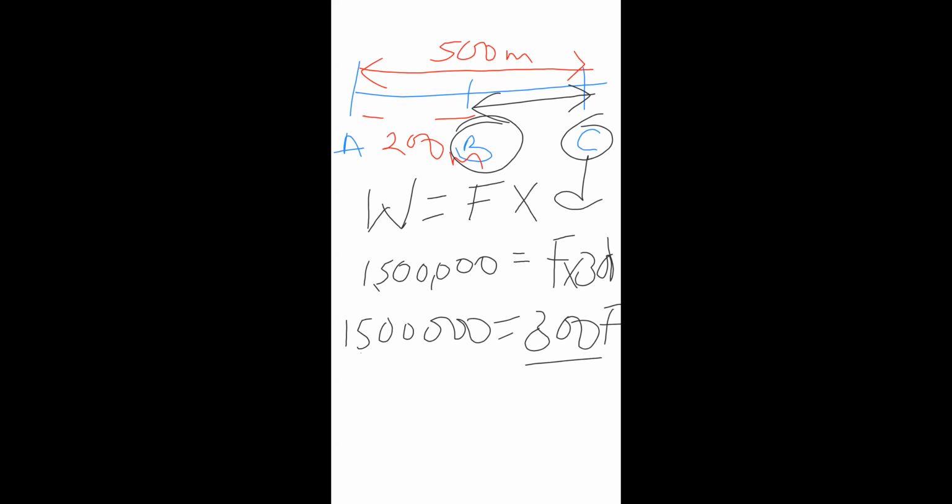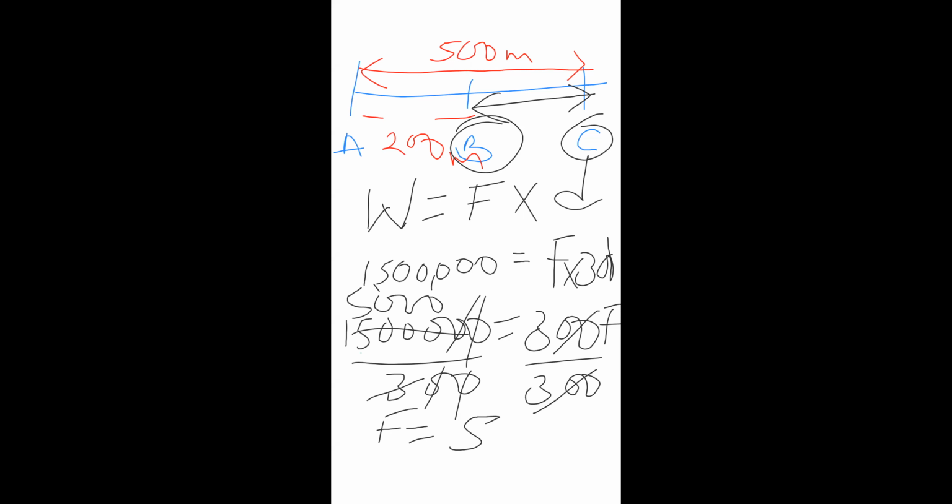If we divide through by 300 on both sides, we'll have our force F being equal to 5,000 newtons. So we'll have the zeros cancelling. If we divide this by 3, it will be 5,000. So our driving force for that example is 5,000 newtons. And that is our answer for our second example.